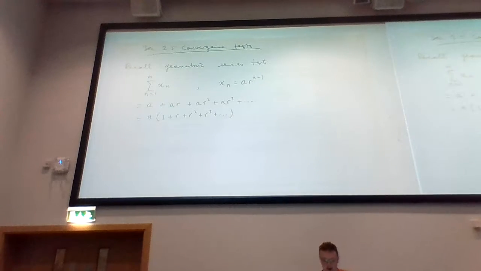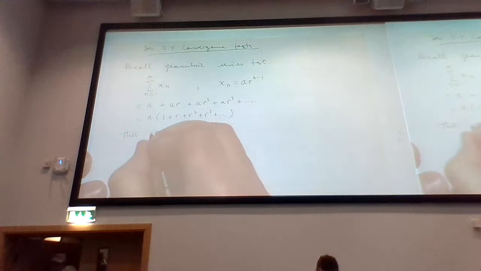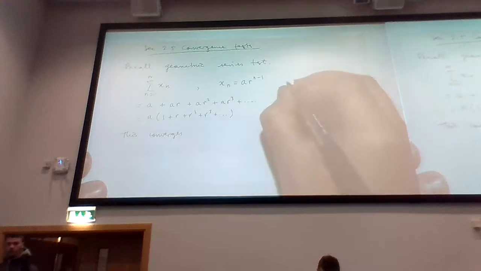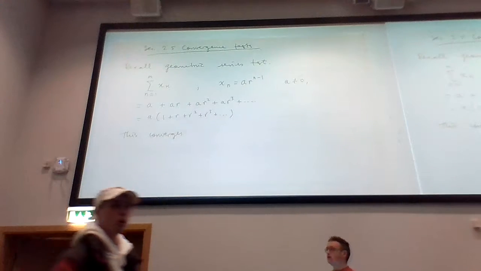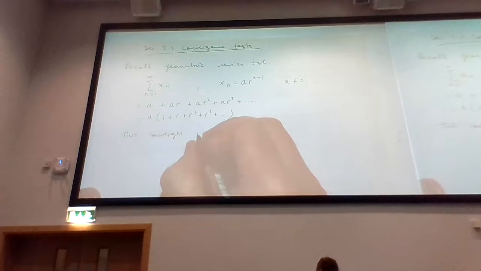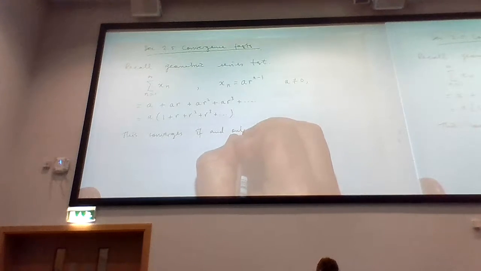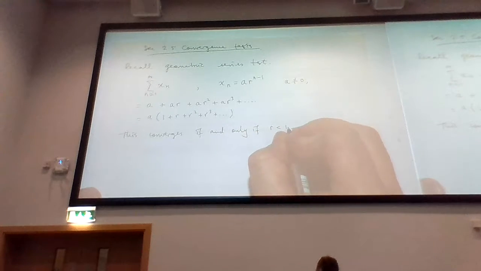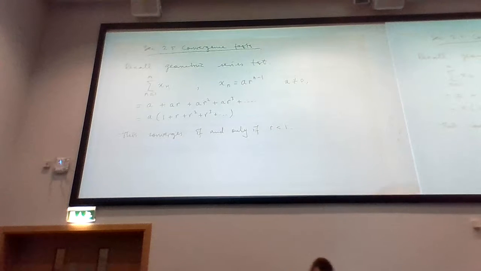Now, we analyzed this and we found this converges. Okay, we'll assume a is non-zero, because otherwise it's just a whole load of zeros. This converges if and only if the absolute value of r is strictly less than 1. Okay. If it was greater than or equal to 1, then the series diverged in the a not equal to 0 case. Okay.